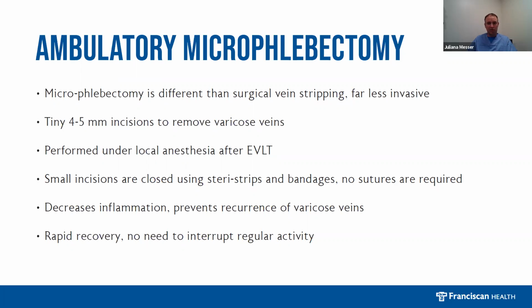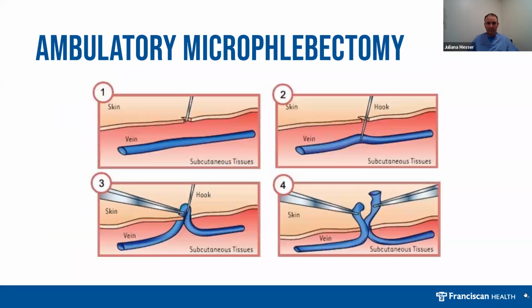The tiny little puncture incisions are closed with just simple steri-strip bandages. This decreases inflammation when we take these veins out and prevents recurrence of these varicose veins, with rapid recovery and minimal interruption to your regular activity. Here's a nice pictorial of what the phlebectomy involves. It's just a tiny little puncture incision. We use a vein hook to grasp the vein, pull it to the skin, and then we can ligate it from there.